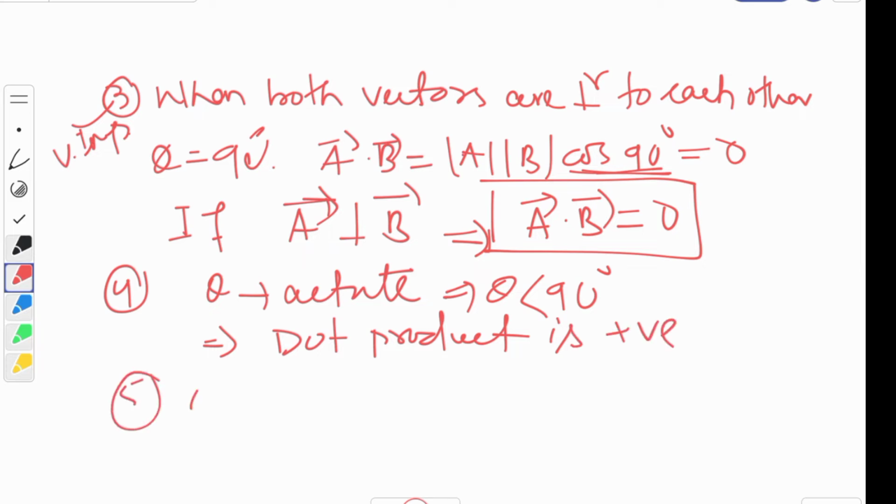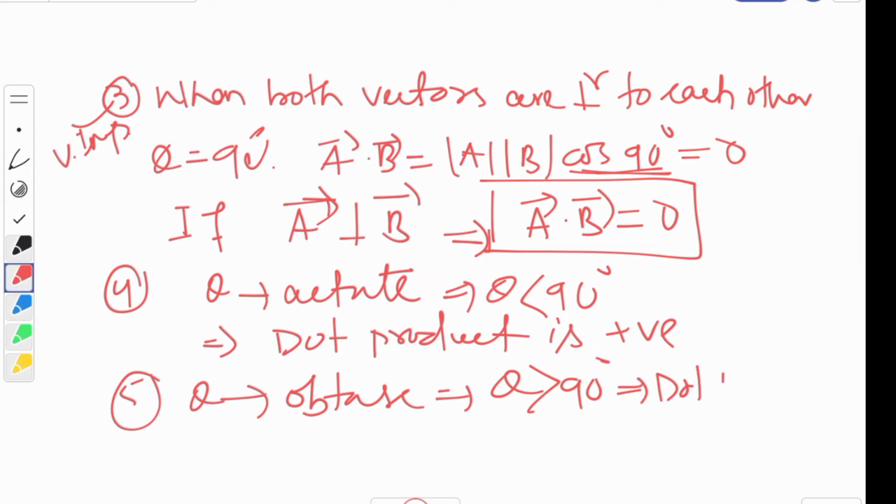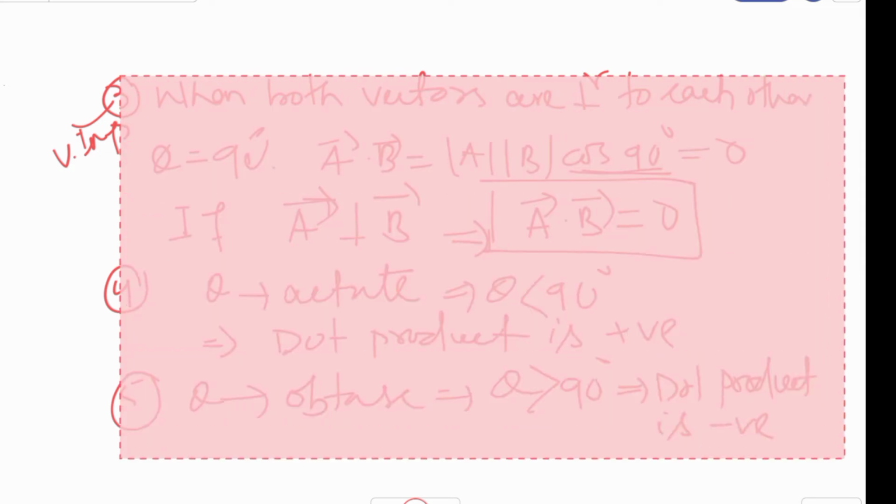If theta is obtuse, that means theta is greater than 90. So what result will you get for the dot product? The dot product is negative. Clear, children? These are the special cases of the dot product when we take the dot product of two vectors. Now let us see the physical or geometrical representation of this product.